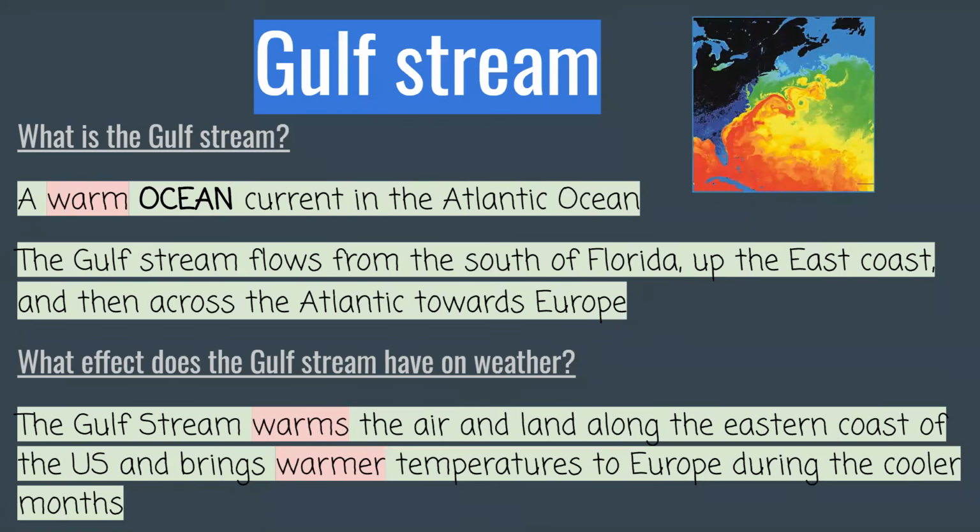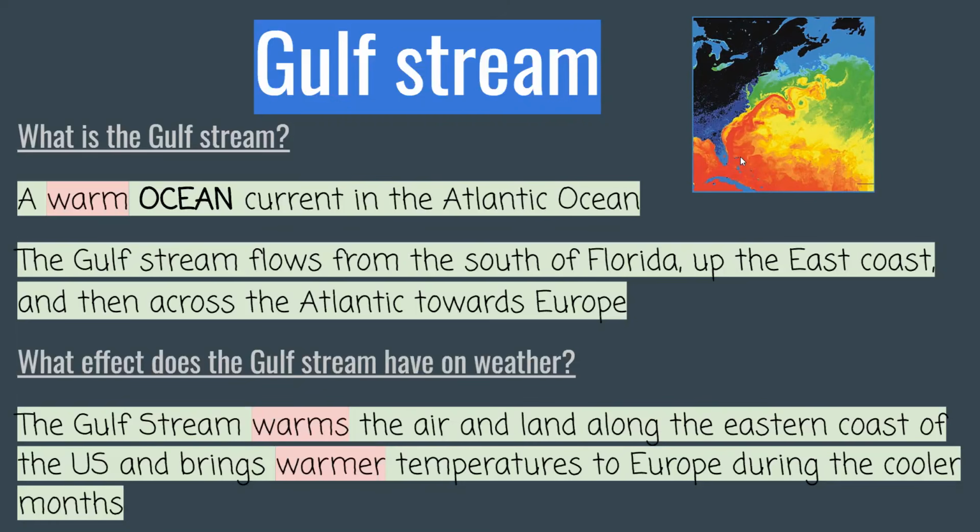All right, now moving into the Gulf Stream. The Gulf Stream is a warm ocean current in the Atlantic Ocean. So you can think of this as a river of warm water in the ocean. The Gulf Stream flows from the south of Florida up the east coast, across the Atlantic Ocean, and then towards Europe. The Gulf Stream absolutely has an effect on North Carolina weather. It warms up the air and land around the East Coast.